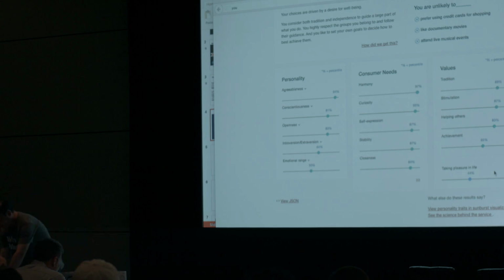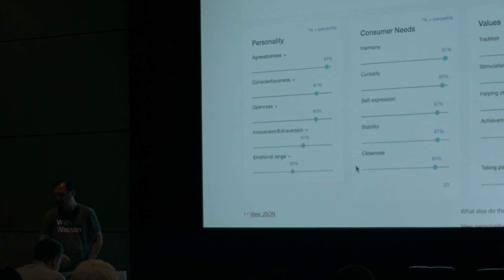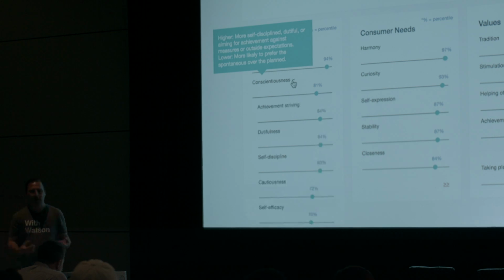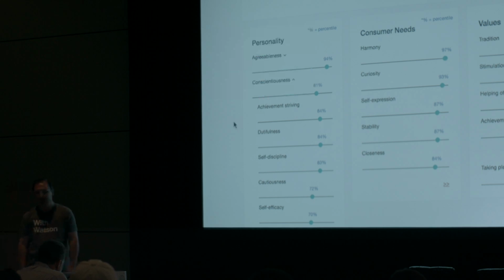So you'll see on the left side, there's the big 5 personality traits: agreeableness, conscientiousness, openness, introversion, extroversion, and emotional range. Each of these has a subcategory that provides you even more attributes and clarity in each of these big 5.